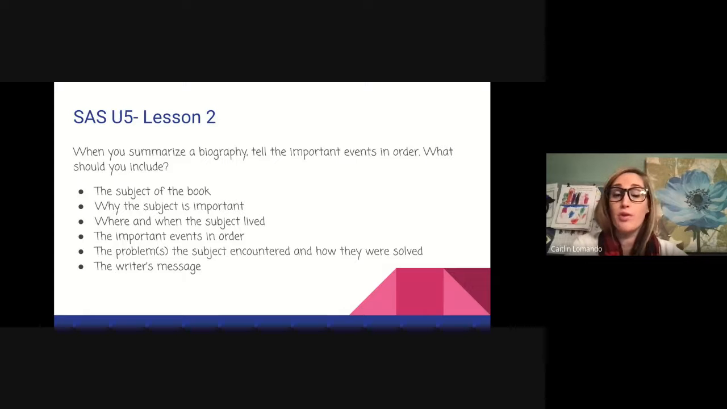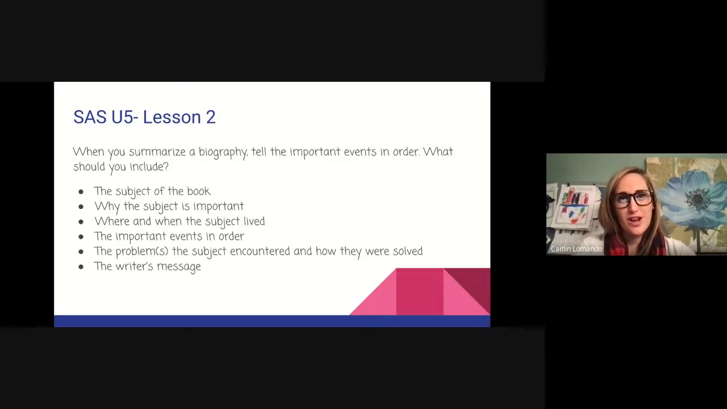The problem or problems the subject encountered and how they were solved. So again, in my summary, I wrote about how Louis Braille and other blind people did not have an easy way to read or write. That was the problem. The solution was he found a military code and adapted it in a way that blind people could use. And the writer's message, remember, this is also called the theme. What is the lesson the writer wants you to take away? And again, the message of 6 Dots was that people can overcome their disabilities and help others.